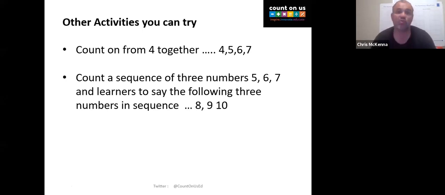5, 6, 7. So I might say 5, 6, 7, and I would want my child or my partner or the learner to say the next 3 numbers. If I say 5, 6, 7, my child would say 8, 9, 10.